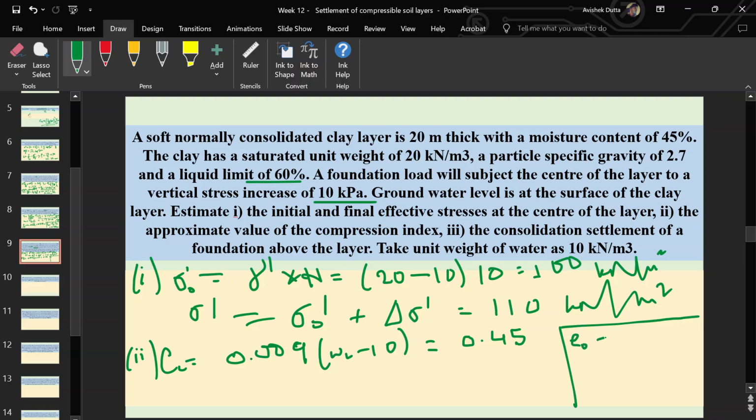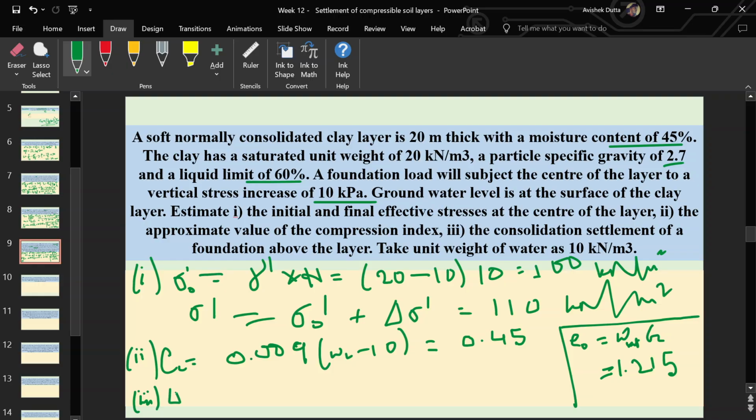Now before finding out the settlement, do one thing, find out the value of the initial void ratio, e0. The soil is saturated, so w G equals S e, that is w sat, moisture content, into G, S equals 1. W sat, how much moisture content? It is 0.45, and G is 2.7. Approximately, I believe it will be 1.215.